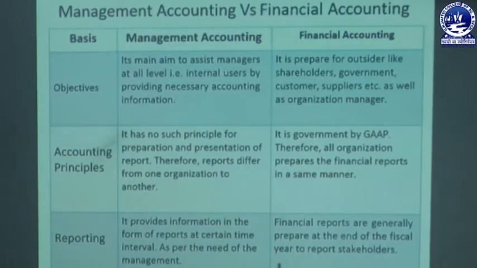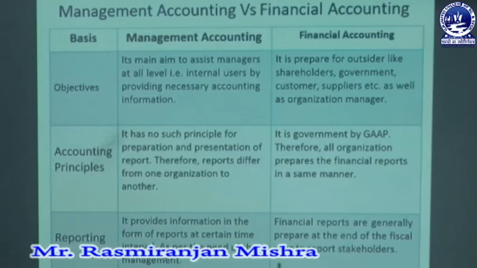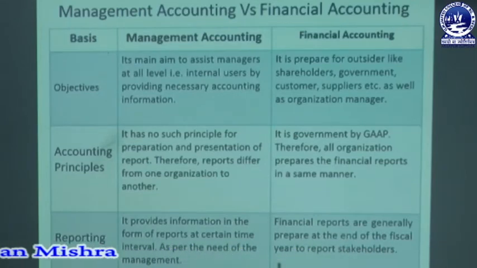Then the second part is the difference between management accounting and financial accounting. We also know that financial accounting is a branch of accounting which is concerned with recording monetary transactions and events affecting the business during a particular financial year in a systematic way, and providing information or results which show the financial position as well as the income position. So what is the basic difference between management accounting and financial accounting, that we will discuss.